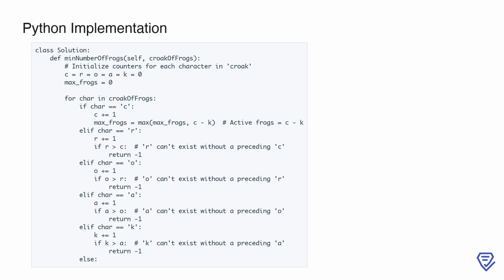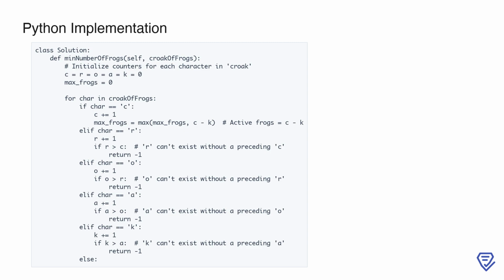Here, we begin by defining a class called solution and implementing the function min_number_of_frogs, which takes the string croak of frogs as input. The goal is to determine the minimum number of frogs required to produce the given sequence of croaks. To achieve this, we initialize counters for each character in the word croak, C, R, O, A, and K, and also a variable max_frogs to keep track of the maximum number of frogs croaking simultaneously.